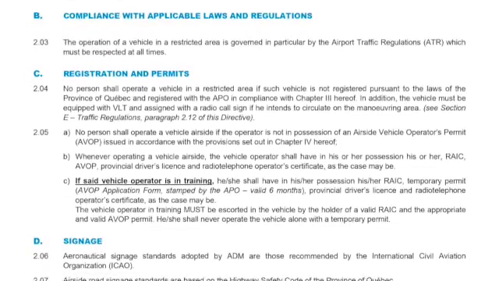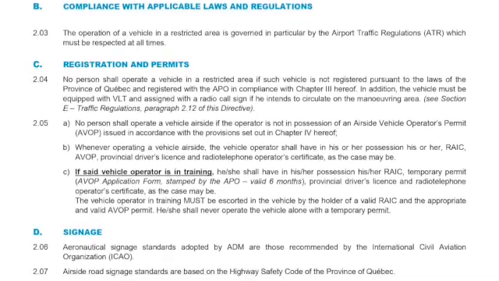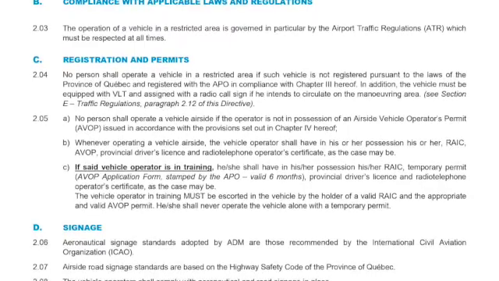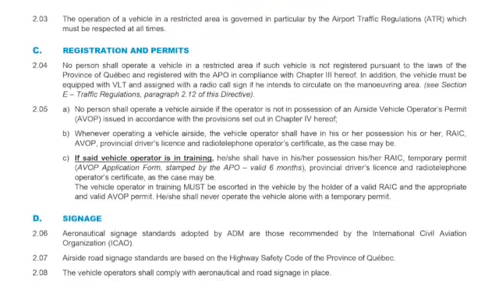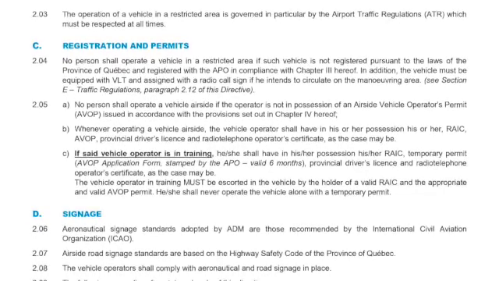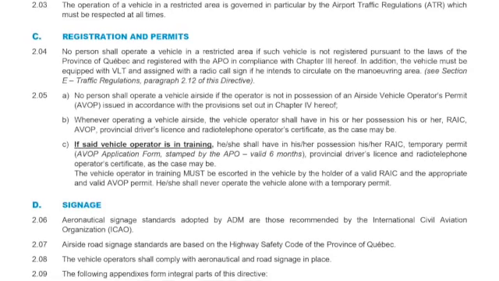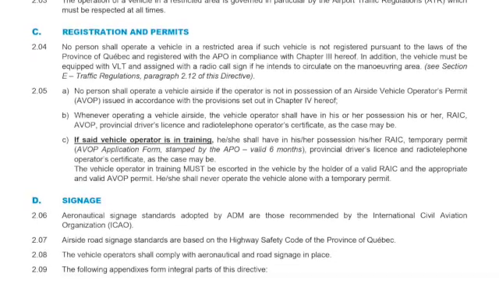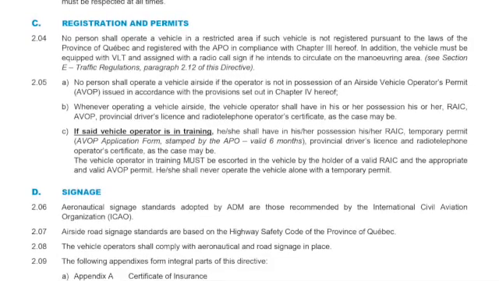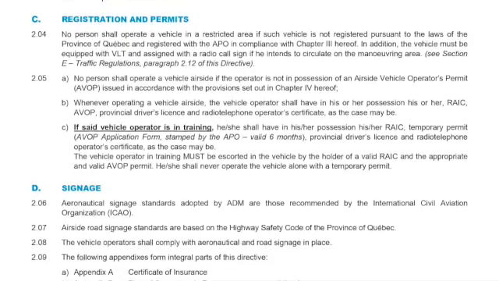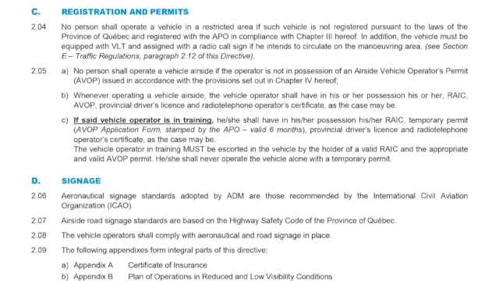If said vehicle operator is in training, he shall have in his possession his RAIC, temporary permit, AVOP application form, stamped by the APO, valid 6 months, provincial driver's license and radio telephone operator's certificate, as the case may be. The vehicle operator in training must be escorted in the vehicle by the holder of a valid RAIC and the appropriate and valid AVOP permit. He shall never operate the vehicle alone with a temporary permit.